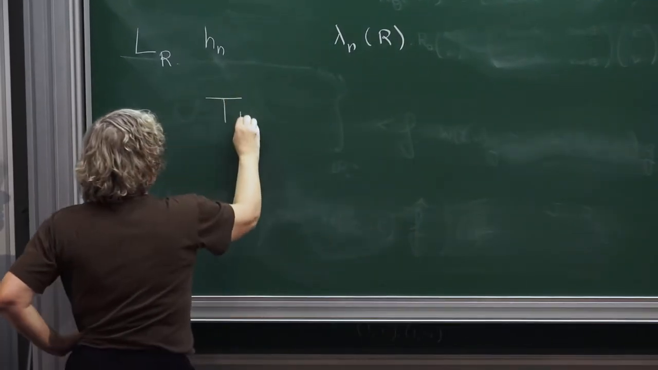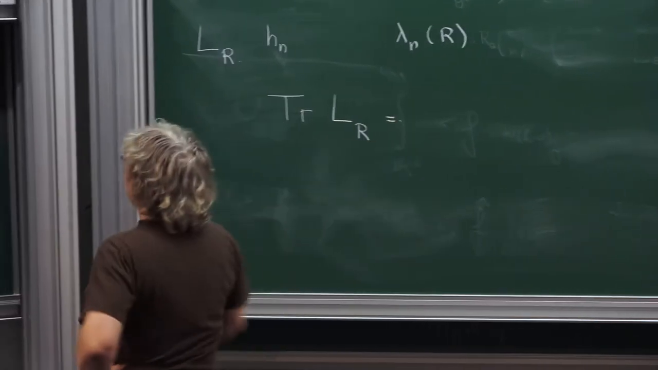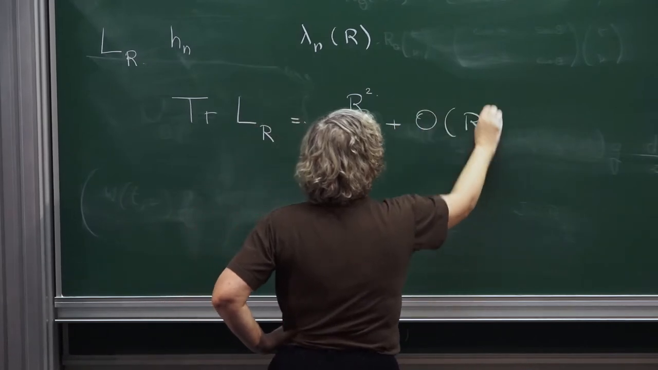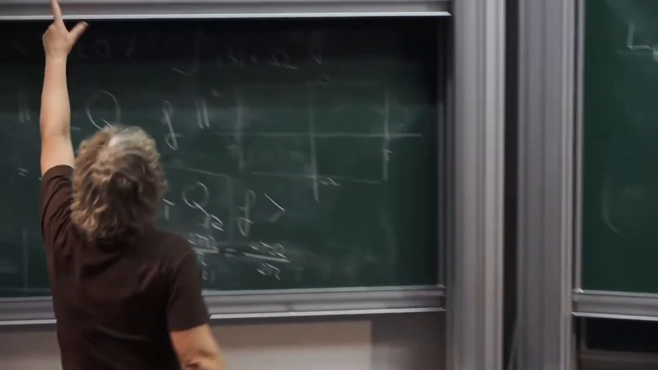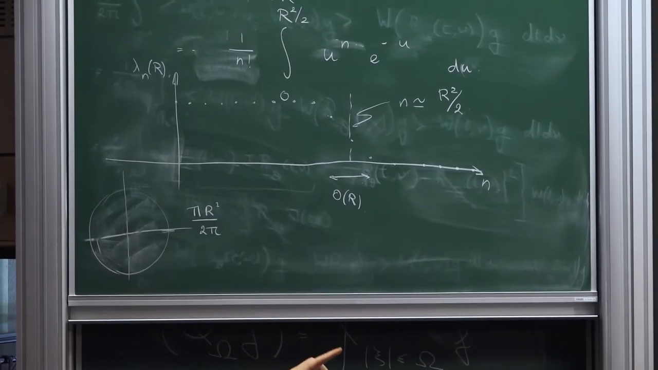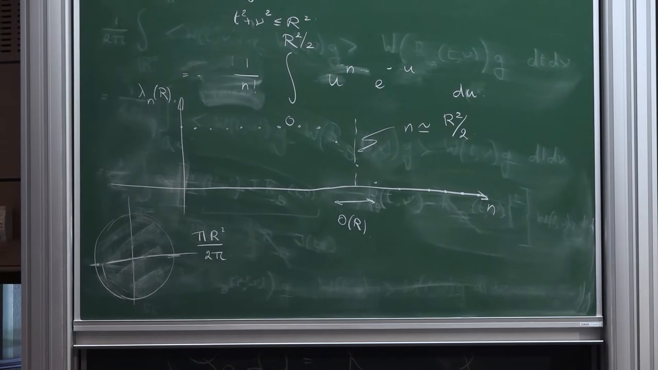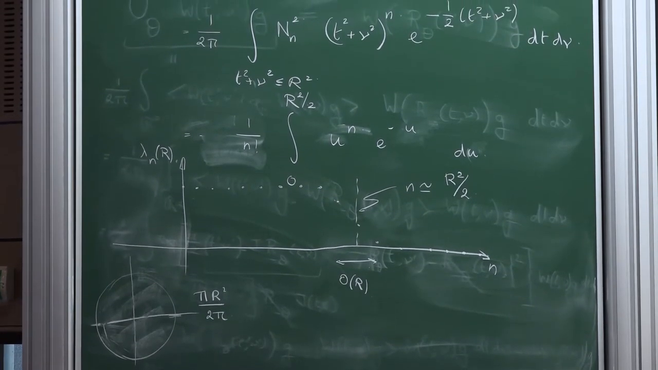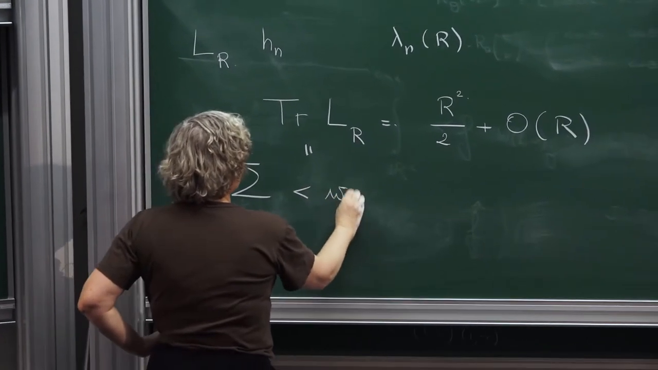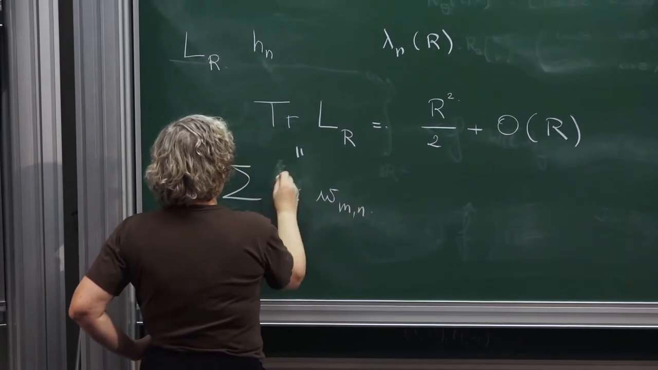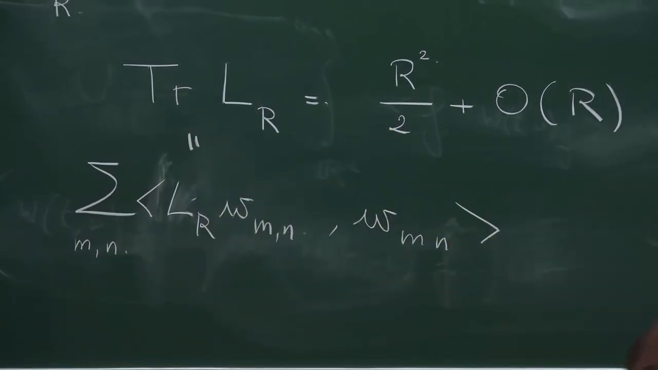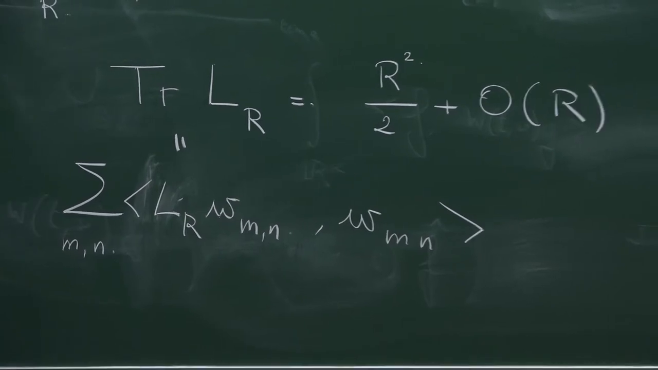And so we can find the trace of L_R. It is going to be R squared over 2 plus order R. Namely, that's how many I have that are close to 1, and each one gives me an extra 1. And then I have a zone of order R where things decay, and then the decay is exponential, so I don't have to worry about a tail. If I have an orthonormal basis W_mn, then this is also going to be the sum of the inner products of W_mn with L_R W_mn. And my operator L_R is a positive operator, so I don't have to worry about things that have a trace but are not trace class, and so everything is nice and positive.